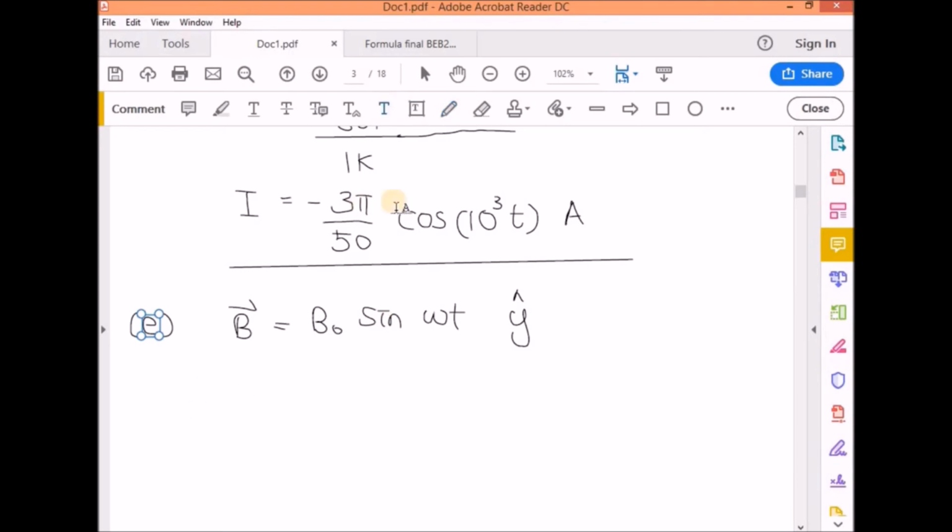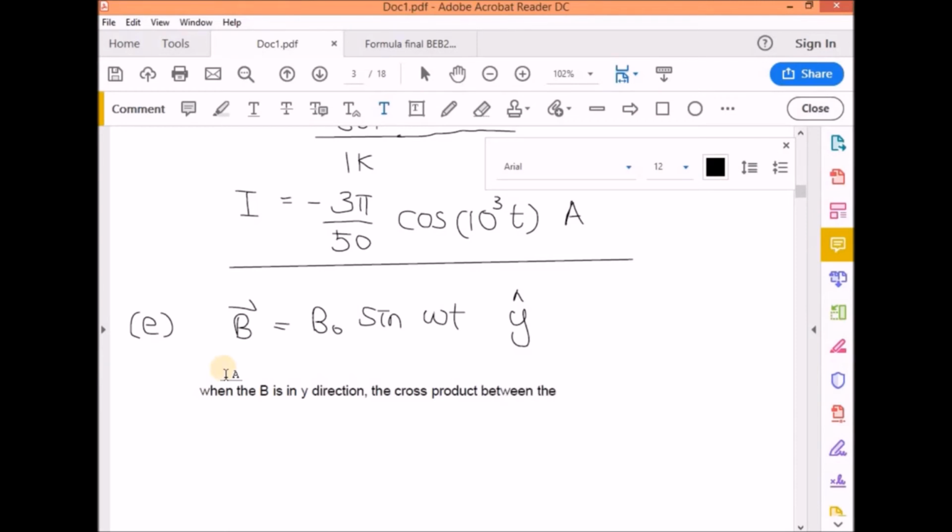Because of different direction. So you have to explain something that I understand, not just zero. I don't understand. So you have to explain why, so write something here. When the B is in Y direction, the dot product between the B and dS will be zero. If you're afraid you still don't understand, you can write it out.